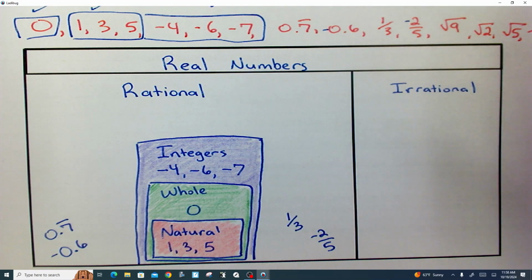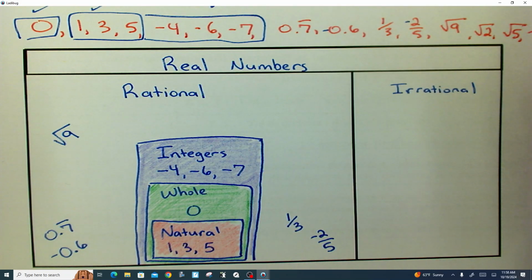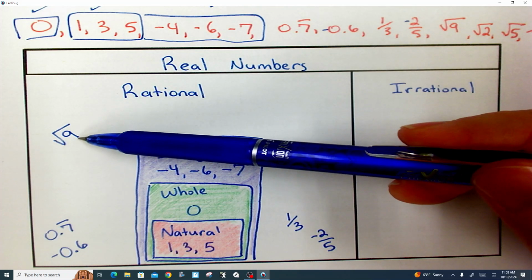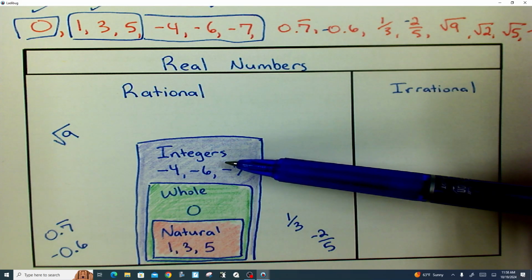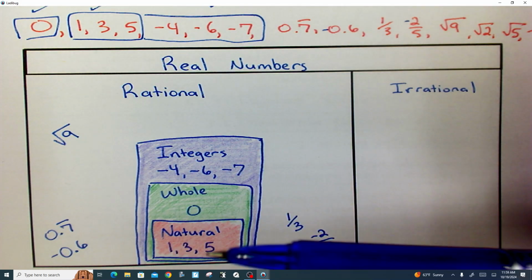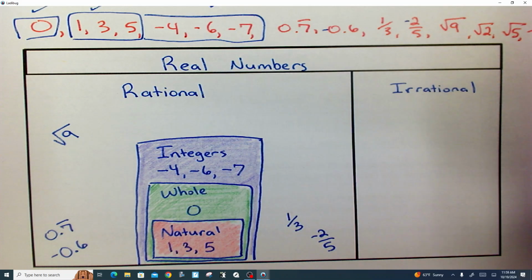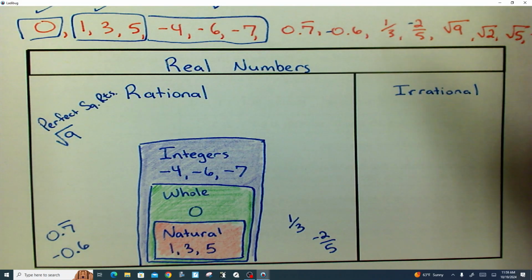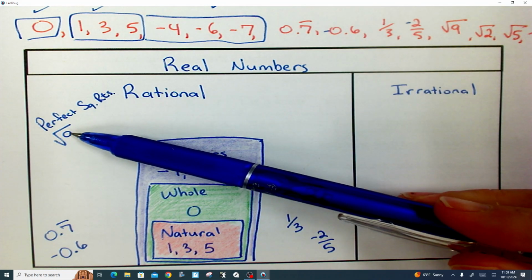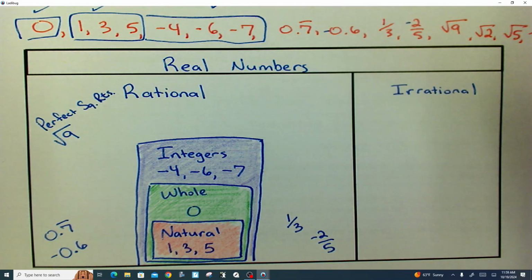We're down to the square root of 9. Well, the square root of 9 is a perfect square root. Now, I'd like to make a special notation here. This square root of 9 is 3, or -3, so we could at least put it in the integer box here if we wanted to, but I want to make a very special point that it's a rational number, so we're just going to write perfect square roots right here. Because anytime you see a perfect square root, it's rational, and we're going to talk about that in just a moment.